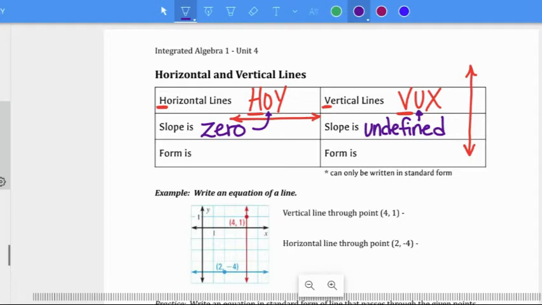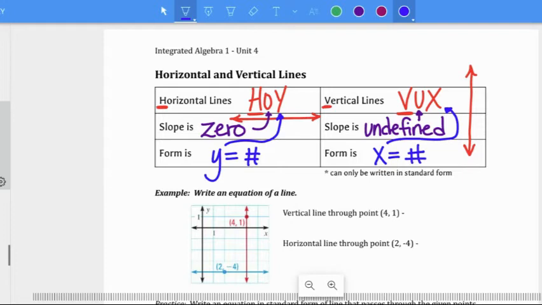And that last letter there is the whole key to writing the equation. These equations are always going to be y equals just a number. There won't be an x involved in the equation, and that y is the y in HOI. Versus the vertical lines are always going to be x equals just a number with no y involved in it, and that x will be our x in VUX.